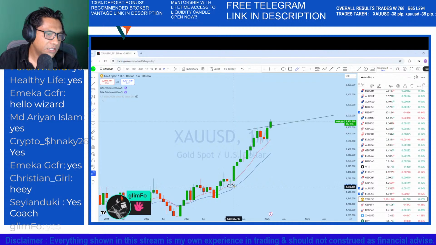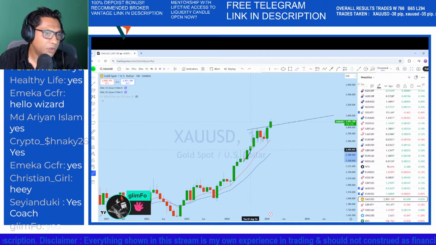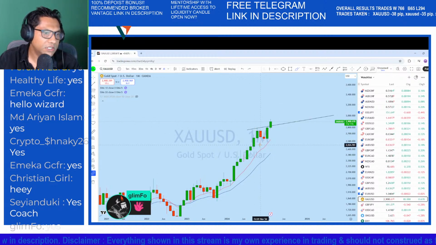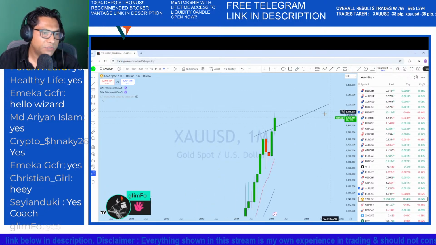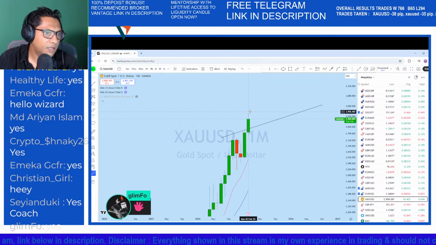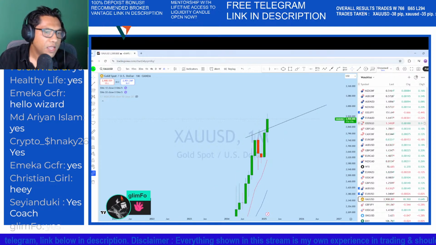From here we can see there is an impulse to the upside, followed by this pullback, and we can see another impulse here, followed by deeper pullback, and we can see there is another impulse here on XAUUSD. So from that perspective here, this is the monthly bullish engulfer on this one.